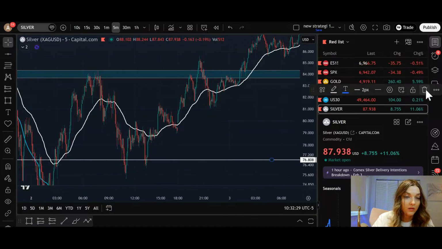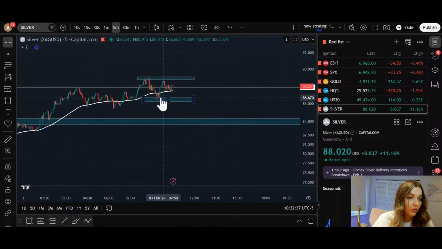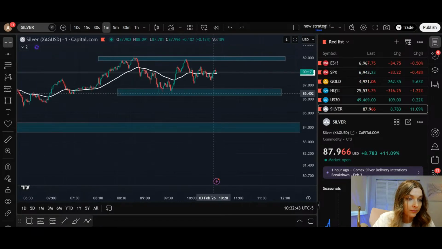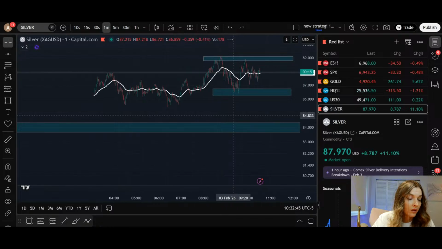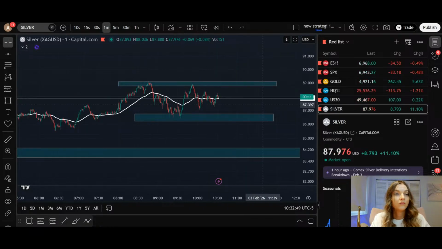We'll see with the silver too. But if that was me, that's what I would wait for, to break this and go for a short. Or the best case, to break this and go for a long.